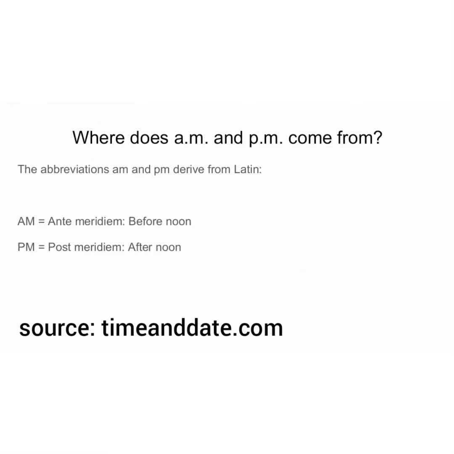Here's a brief explanation about where AM and PM come from. So both AM and PM are Latin words, where AM means ante meridiem, before noon, while PM means post meridiem, or after noon. Noon implying lunchtime, 12 o'clock, 12 p.m. So I want to just show you a brief explanation about where AM and PM come from.